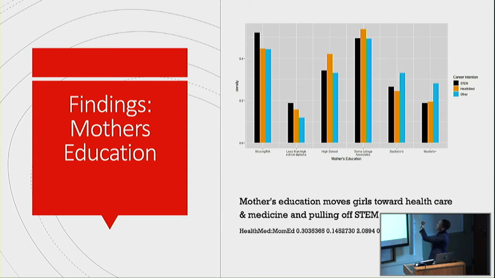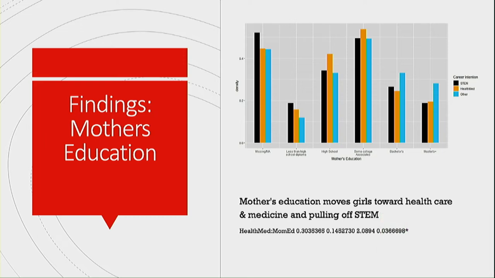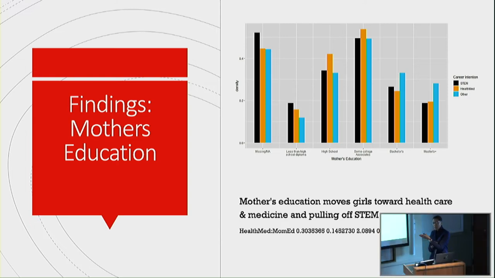Before I get into that, let's take a look at this. On the far left, that's just missing NA data, so we won't pay attention to that. But it's a nice bell-shaped curve, which you think of as where people's parents fall as far as education goes. If you look at the blue lines, as the mother's education goes up, the Black girls usually go into other things, which is a little different than what was being said. It's a nice general trend to possibly explore later. But the most significant finding here was that the mother's education actually moves girls toward health and medicine and pulls them off of STEM.